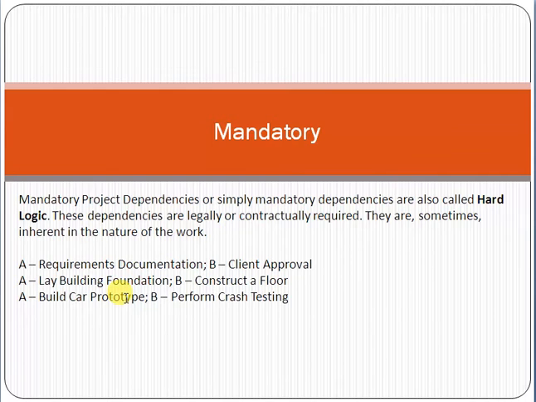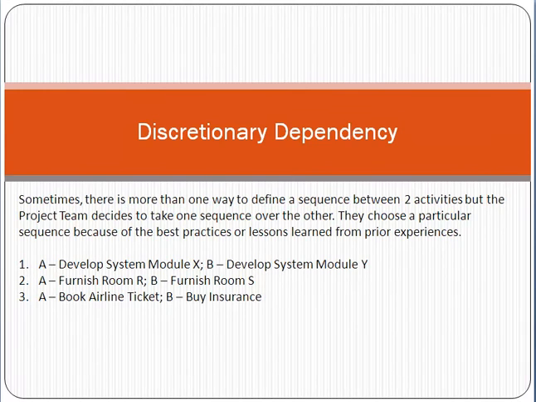See friend, mandatory means, for example, if we didn't prepare a scope document, then without that we cannot apply for approval of the scope document, because before applying for approval we must prepare the scope document. Okay, so this is the concept of mandatory dependency here.